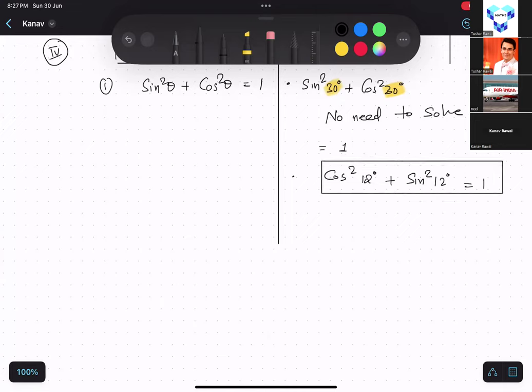Students find it very difficult: sir, we never studied 12 degree. What will I do? You didn't study 12 degree, but you studied the identity. So the identity is very important. If the angles are same, the answer is 1. Is that clear? Sometimes it looks very dangerous. Let me show you: sine square A by 2 plus cos square. Students are like, sir, you didn't teach this, this is very tough. But I'm like, the angle is the same, right? So the answer is 1.